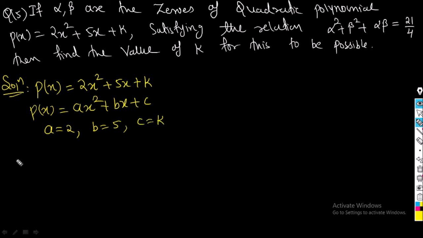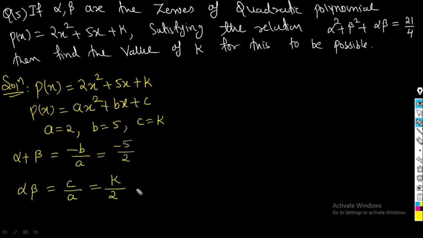The third step, you have to find the sum of zeros, that is alpha plus beta is equal to minus b by a. This is a very important relationship. So minus b is minus 5, by a, so alpha plus beta is equal to minus 5 by 2. Product of zeros, alpha into beta, is equal to c by a, c is k, divided by 2. So here we got alpha plus beta and alpha into beta.